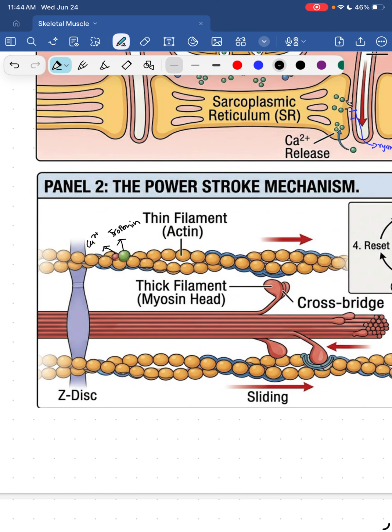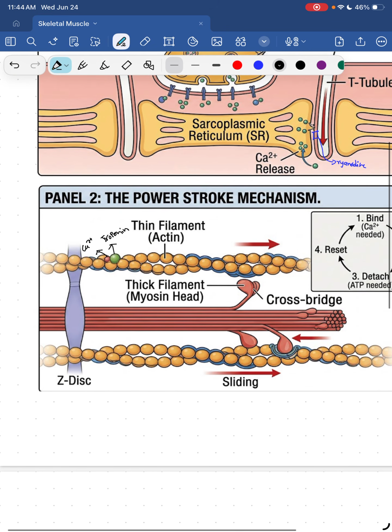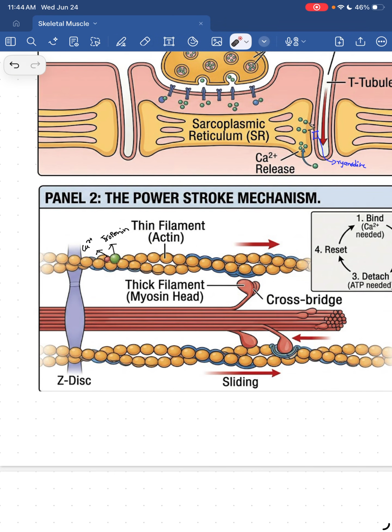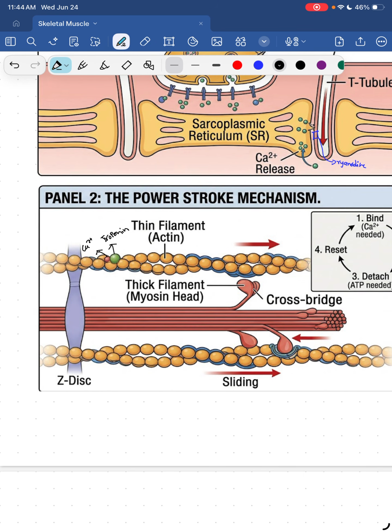And if you guys look at our diagram over here, we have our thin filaments, which are our actin molecules. We have our thick filaments, which are our myosin molecules. There's a blue line right over here, which is actually known as tropomyosin. And the function of the tropomyosin is basically to prevent this myosin head to attach.